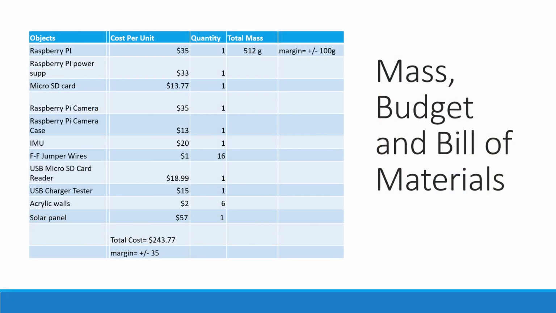Mass, budget, and bill of materials. In order to find the cost per unit for each of the materials, we were able to look in the boxes that they came in, and for most of them, you were able to find the brand they were from, and look at the cost of those.